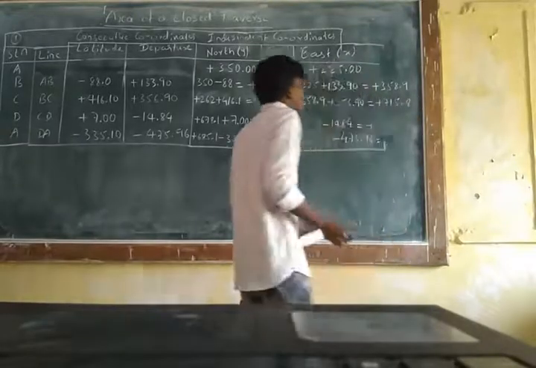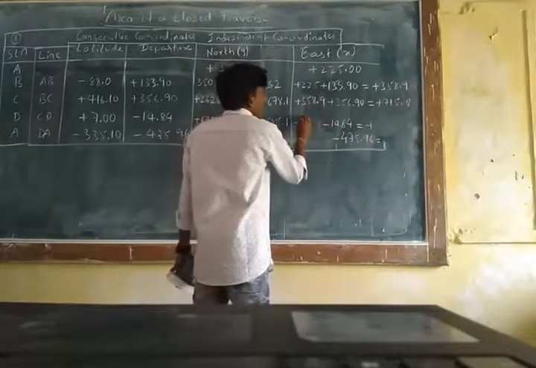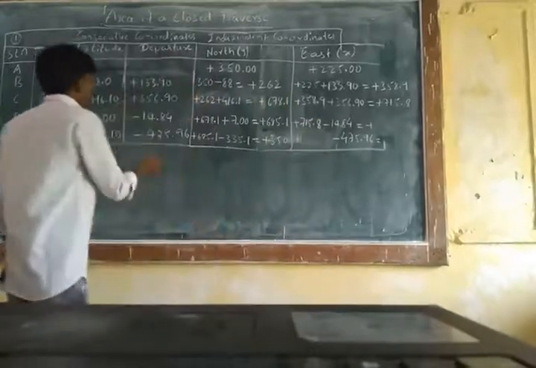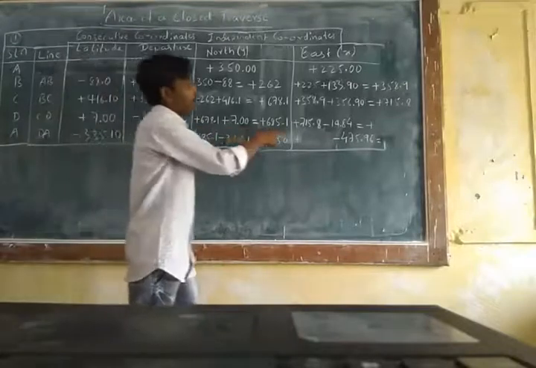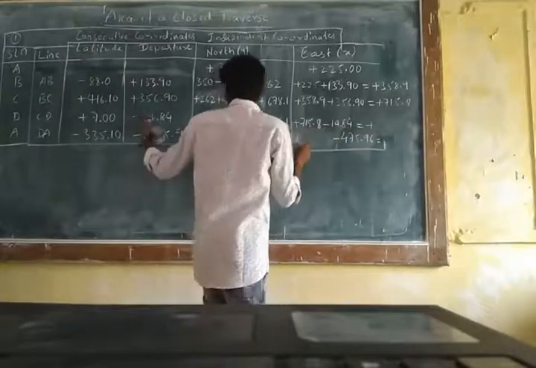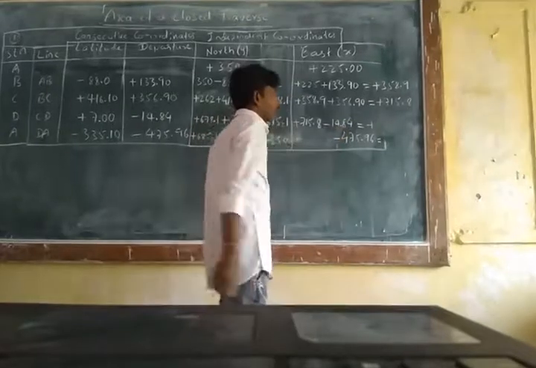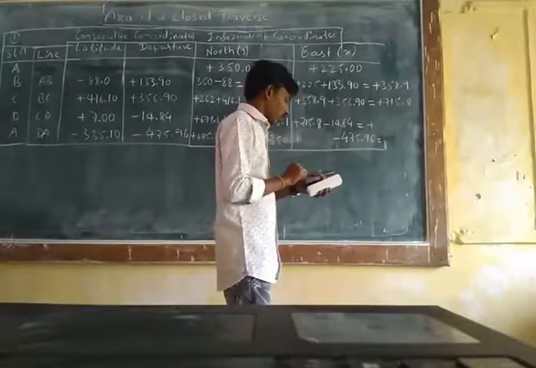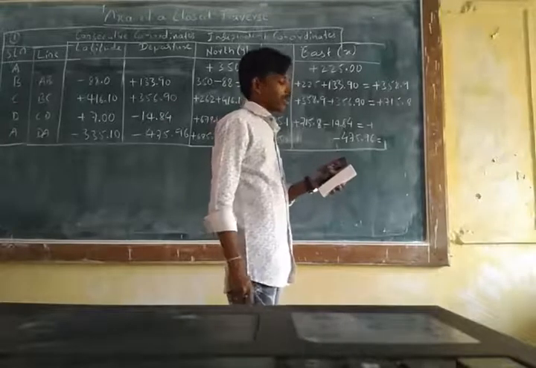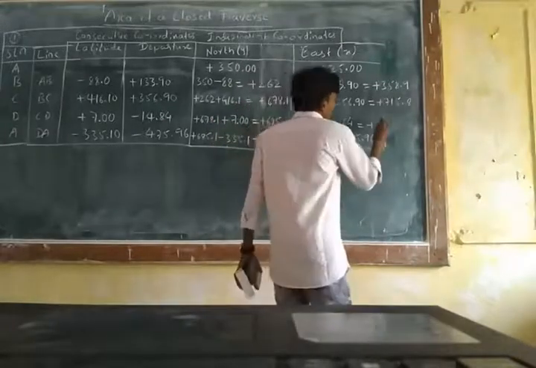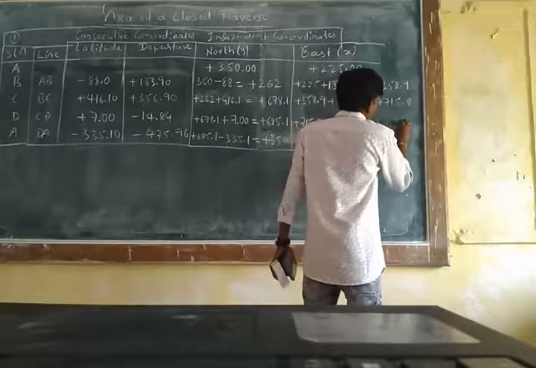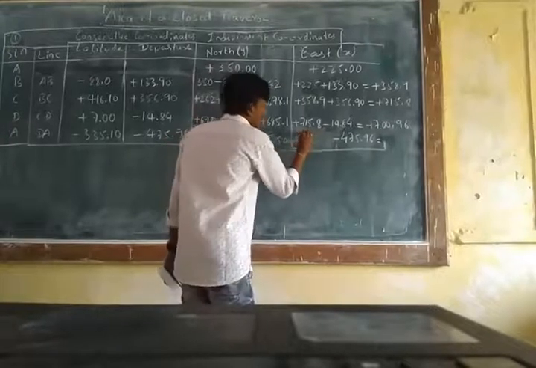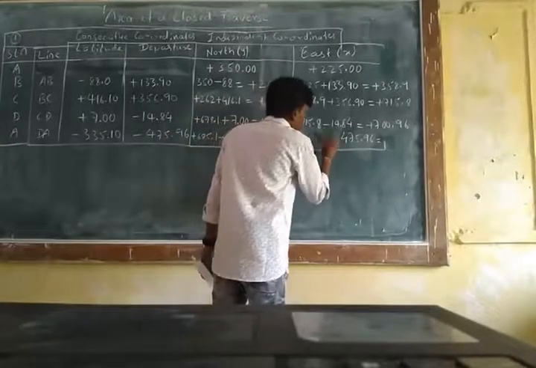So plus 715.8. Now let's derive the same here, 715.8. Now we have to write this number minus 14.84. So I have already written here. So just write the same minus 14.84 here and subtract it. So minus 14.84, and I am getting the value 700.96. So plus 700.96. Now write the same 700.96 here.